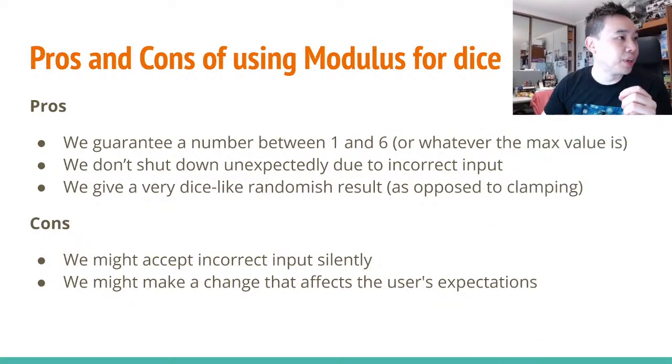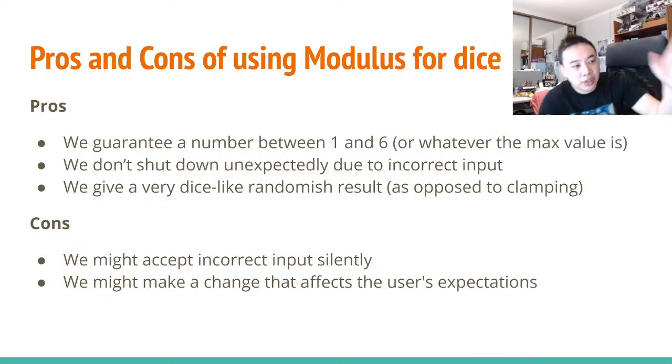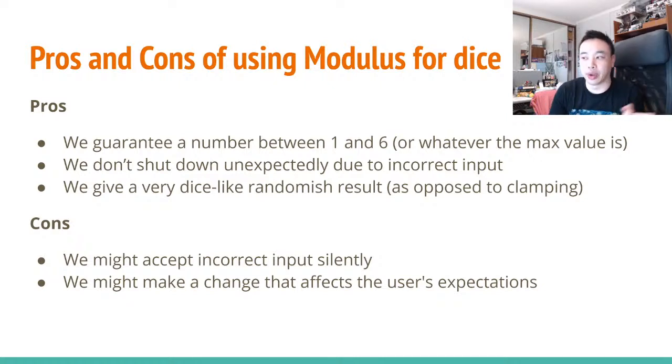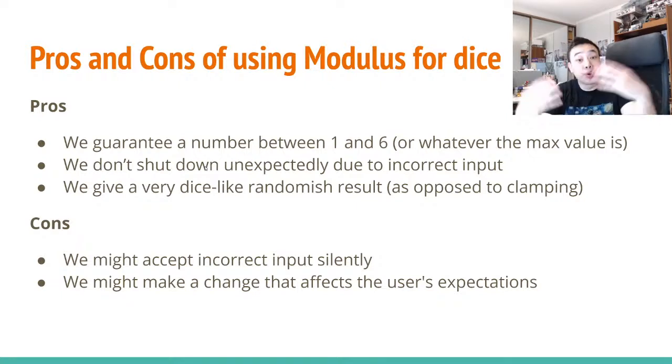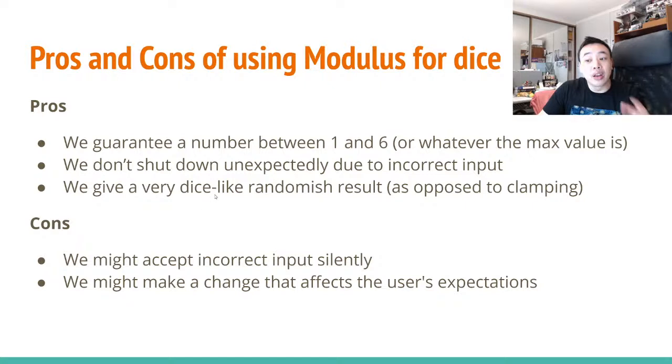Okay, so mod. Oh no, wait, I wasn't blocking any of the text there. So let's think about what has happened with the mod. We can guarantee a number between 1 and 6. We're not shutting down unexpectedly, so we're living with the idea that the user may have had, which is that they were looking for a randomized result, so they weren't too concerned if we change the numbers that they type in. And we're getting a very dice-like result if you just spam digits now.